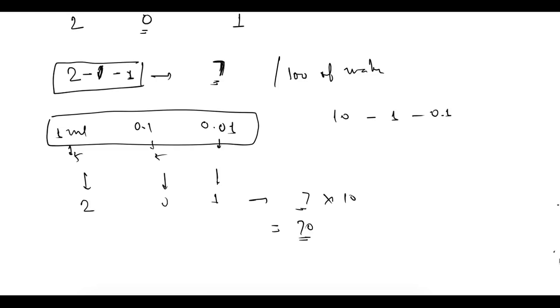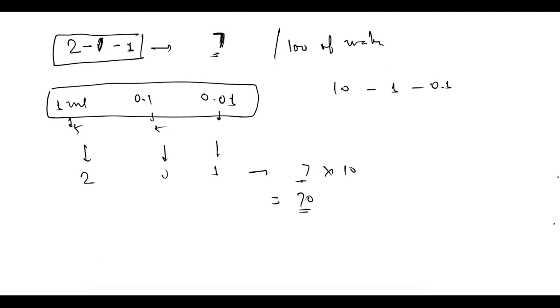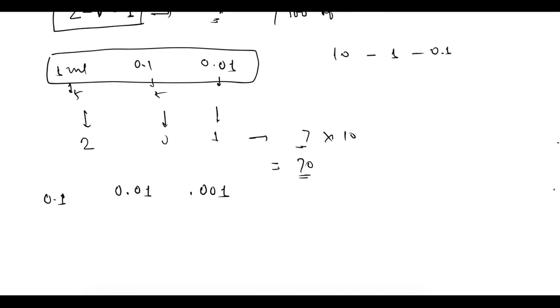Whereas if, let's say, you further increase the dilution, starting with 0.1, 0.01 and 0.001, in this case you will multiply it by 100, compared to 10, 1 and 0.1, which is our standard dilution.